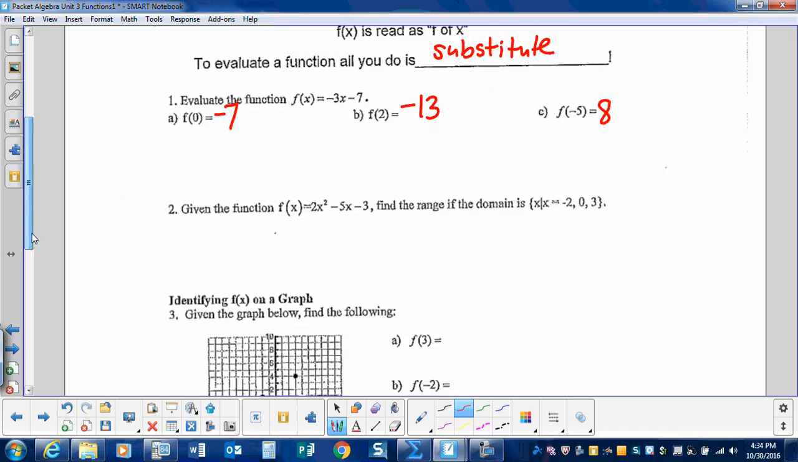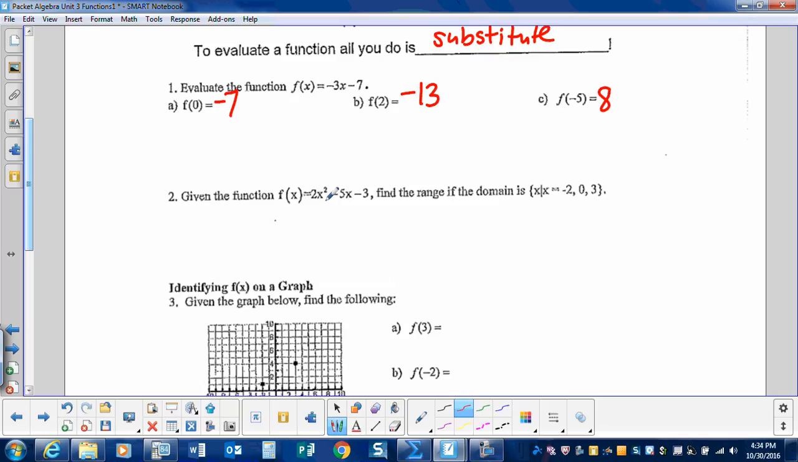All right. Given the function f of x is equal to 2x squared minus 5x minus 3, find the range if the domain is negative 2, 0, and 3. So basically they're saying, what's y, what's the range when you have negative 2, 0, and 3 for x?